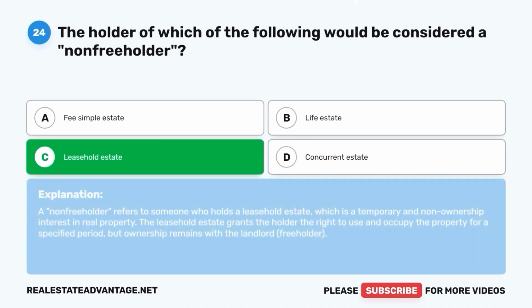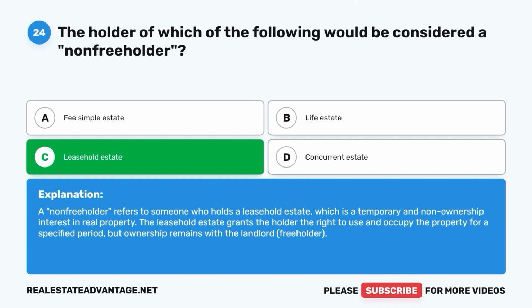Leasehold estate. A non-freeholder refers to someone who holds a leasehold estate, which is a temporary and non-ownership interest in real property. The leasehold estate grants the holder the right to use and occupy the property for a specified period, but ownership remains with the landlord, freeholder.